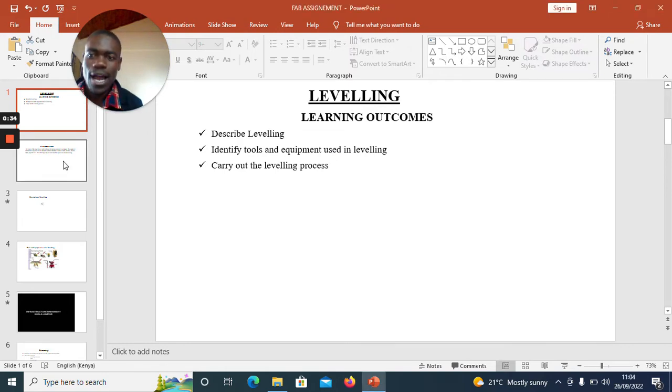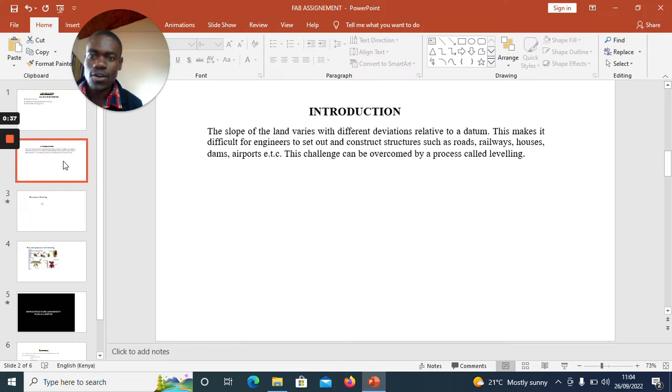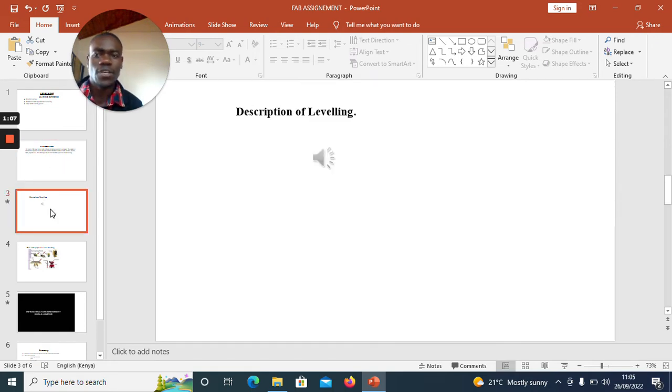First of all, I would like to introduce to you the concept of leveling. Now, the slope of the land varies with the different deviations relative to a datum. This makes it difficult for engineers to set out and construct structures such as roads, railways, houses, dams, airports, etc. This challenge can be overcome by a process called leveling. But what is this leveling? So I'm going to play an audio that describes well what leveling is.